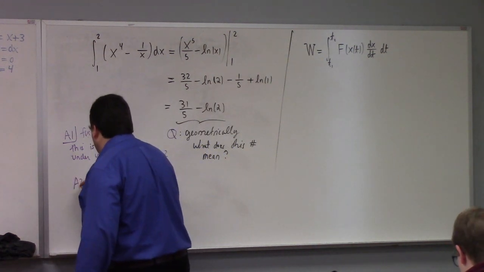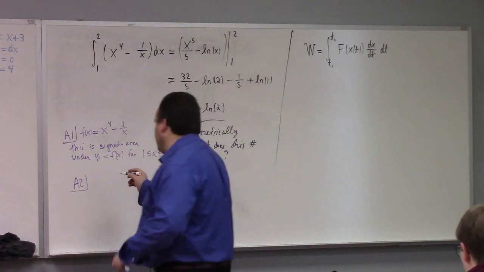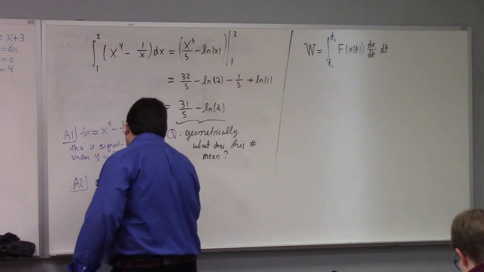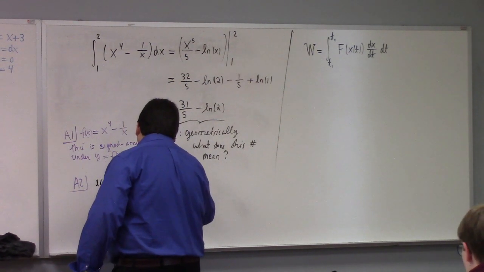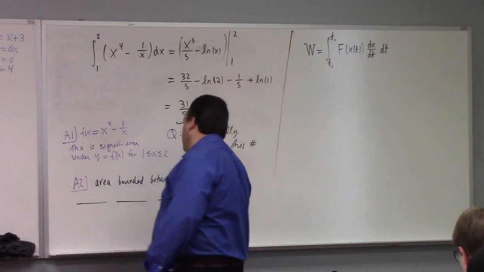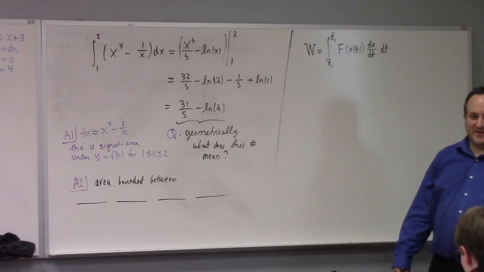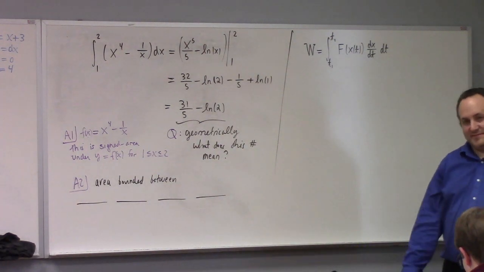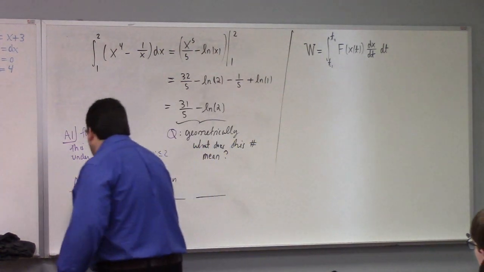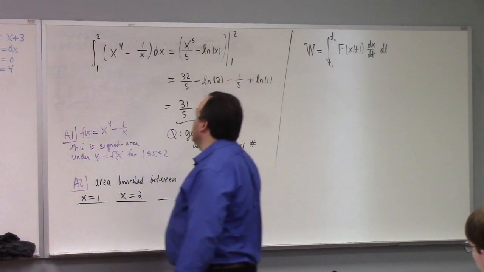Answer 2, though, I think might be more interesting, which is it's the area bounded between which two curves? It's the area bounded between, let's say, 4 curves. Blank, blank, blank, and blank. If I wanted to force the issue on a test, I might write it this way. Fill in these 4 blanks. I'll do the easy ones. x equals 1, x equals 2, right?